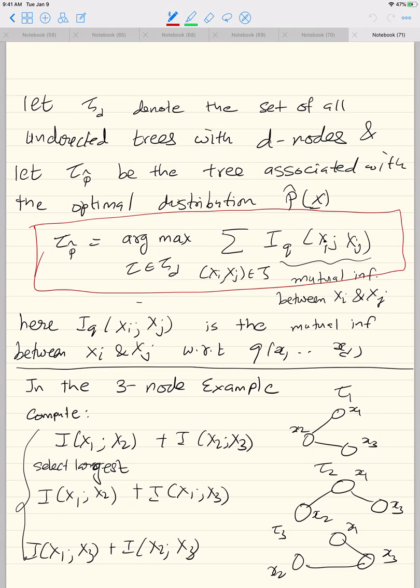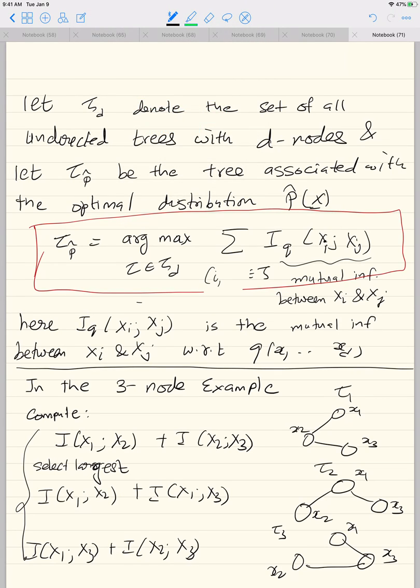We let tau d denote the set of all undirected trees with d nodes, and let tau p hat be the tree associated with the optimal distribution p hat. Then tau p hat can be obtained by solving the following max problem. We consider the pairwise mutual information between all variable nodes that have an edge in the given tree. So xi and xj, or actually I should have ij here, not xi, xj.